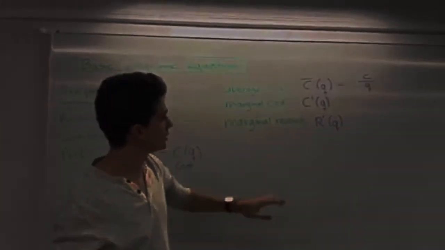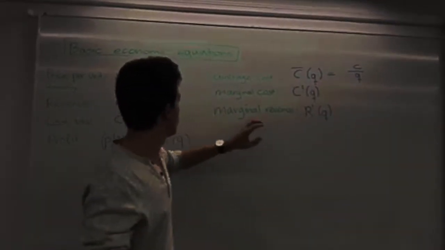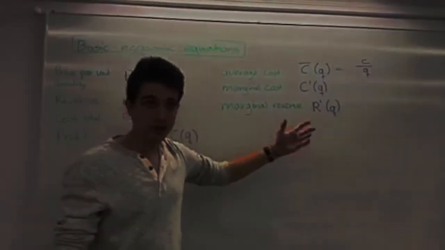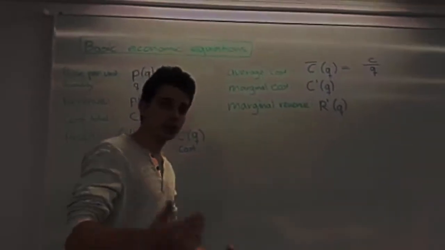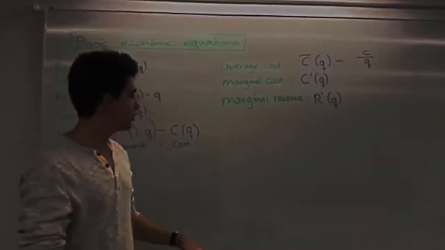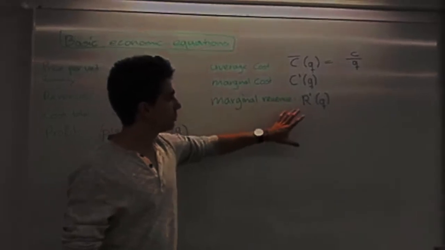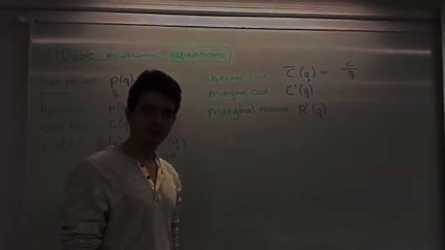Then, to find the average cost, you do C divided by Q. To find the marginal cost, you just find the derivative, which is the cost of producing an additional unit at a certain price level. And then marginal revenue is just done by finding the derivative of revenue.